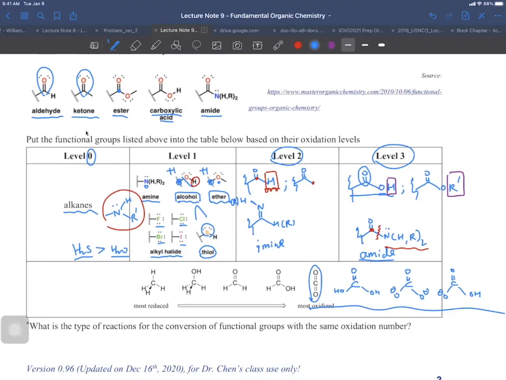So moving from the left side to the right side, from level 0 to level 4, this process is called oxidation in organic chemistry. I think it makes sense based on our definition of oxidation. The oxidation number should increase, right? So this is an oxidation chain from the alkane to alcohol, and further to aldehyde, and then to carboxylic acid, and finally to carbon dioxide or carbonic acid. Yeah, so we answered this question.